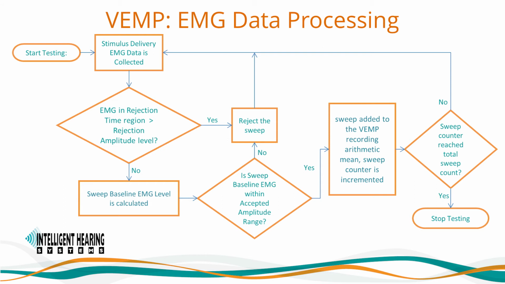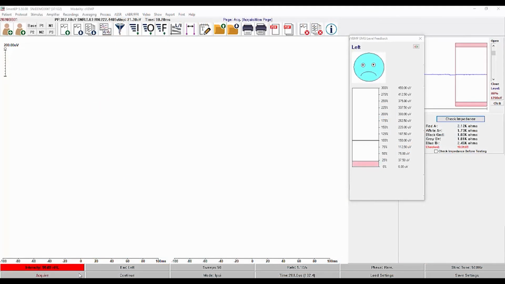If the sweep was accepted, the sweep is added in the VEMP recording arithmetic mean, and the acceptance sweep counter is incremented. This process is repeated until the accepted sweep counter value equals the user set sweep count, or sooner if the data acquisition is terminated by the user. Once VEMP recordings have been acquired, the user can add waveforms for a grand average and label the grand average for display and analysis purposes. For the purpose of this video, we will acquire 3 cVEMP recordings of 50 sweeps for a total of 150 sweeps per ear.